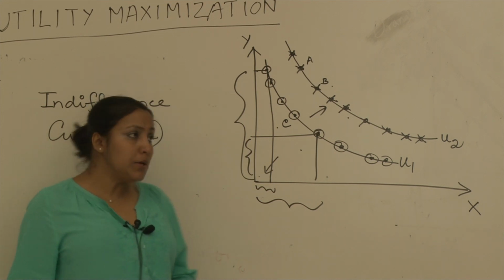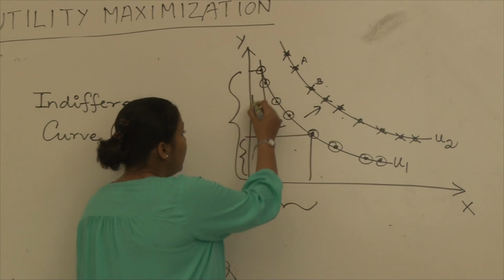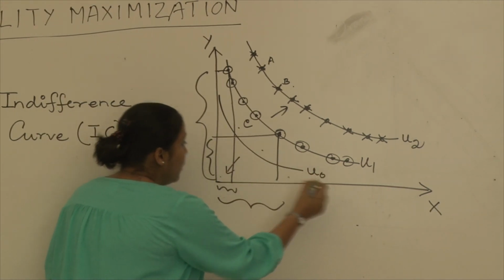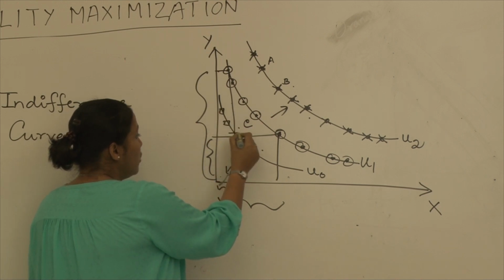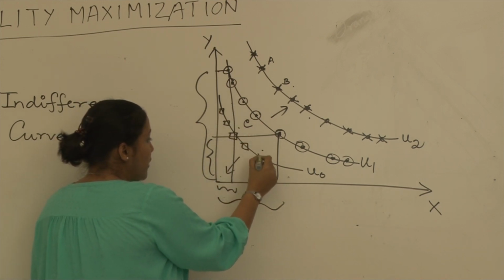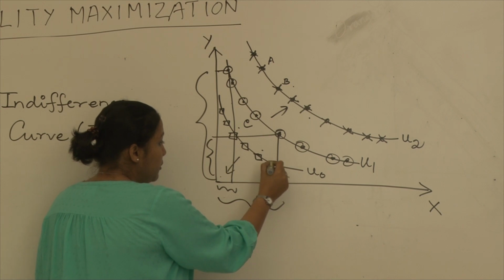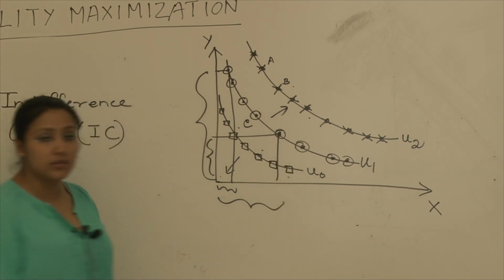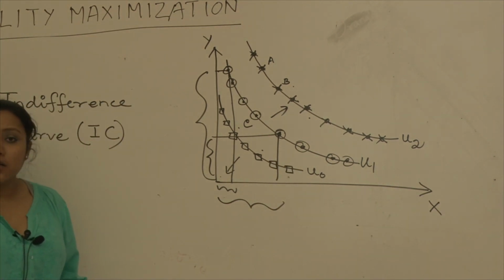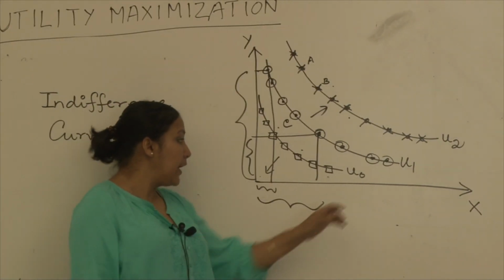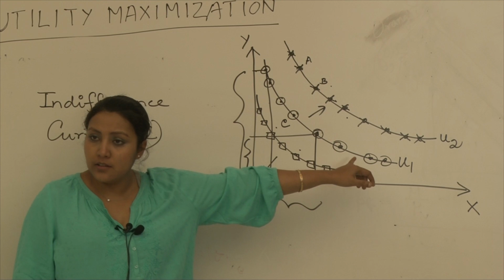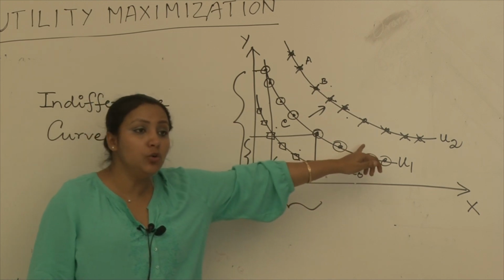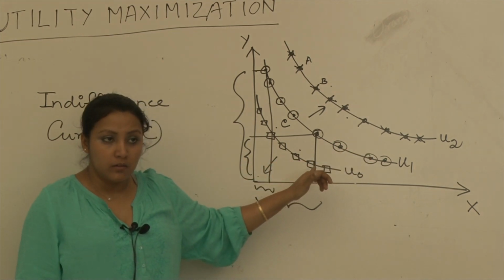Okay? Similarly, if I had another indifference curve U0, then for the points on U0, the consumer will be indifferent. For the squares, the consumer will be indifferent because they are all lying on the same indifference curve. But the consumer would not want to take U0 if he can take U1, because U1 is lying to the right, isn't it? So, he would rather take U1 than U0. Do you see what I am saying?